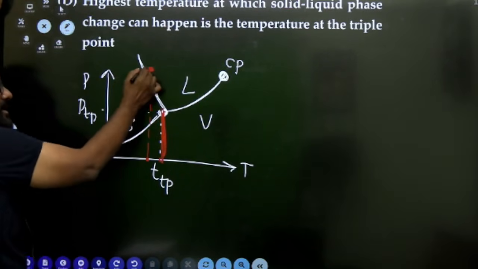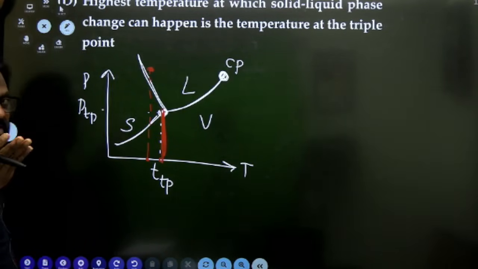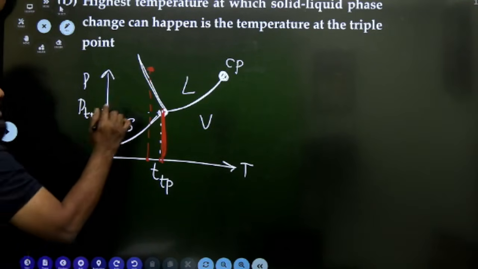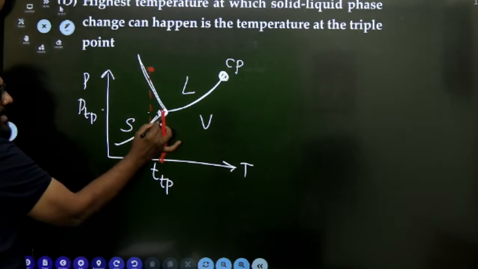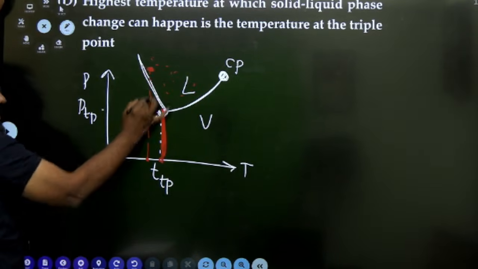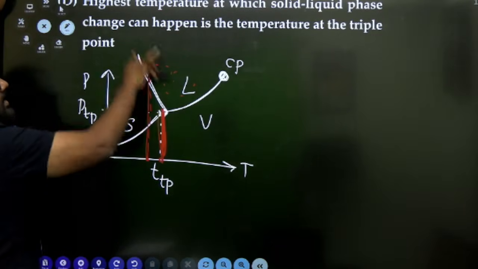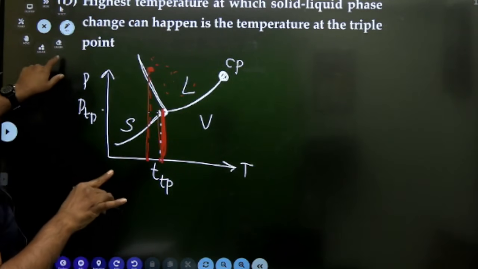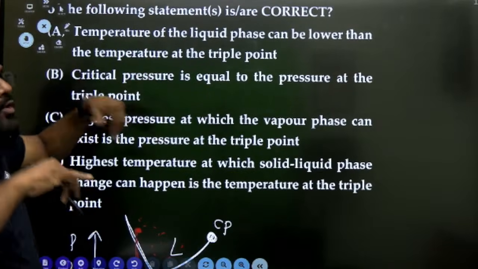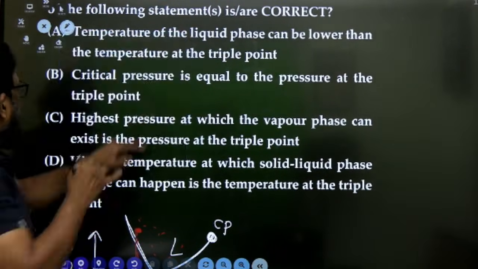बट यहां पे यस, ये एक्चुअली क्यों हो रहा है? बिकॉज ऑफ द डेंसिटी डिफरेंसेस. फिजिकल एक्सप्लेनेशन, I'll explain this in class, but this is occurring due to cage-like structure and density differences के कारण हो रहा है. So definitely ट्रिपल पॉइंट टेम्परेचर से लिक्विड फेज, ये तो लिक्विड है सर. लिक्विड का टेम्परेचर ट्रिपल पॉइंट से कम हो सकता है. किसमें? When it contracts, when it expands on freezing. तो ये absolutely सही है सर. ऑप्शन ए is correct. The temperature of the liquid phase can be lower than the triple point. बिल्कुल सही है सर.